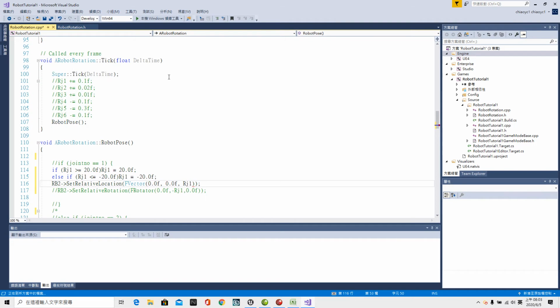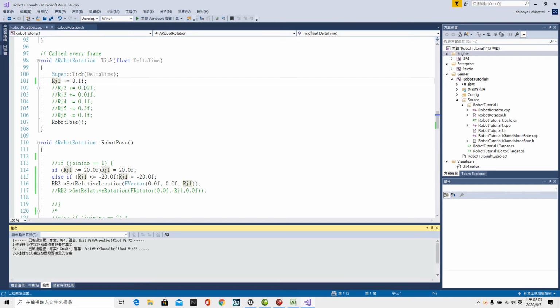Okay, let's see by using rj1 plus equal 0.1f semicolon. This 0.1 is centimeter. For every frame, rj1 plus 0.1 centimeters. Control Shift B to compile.